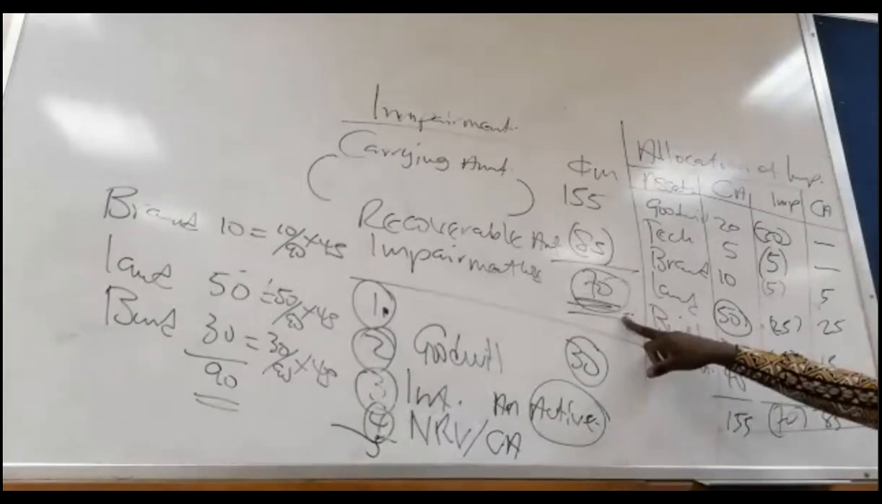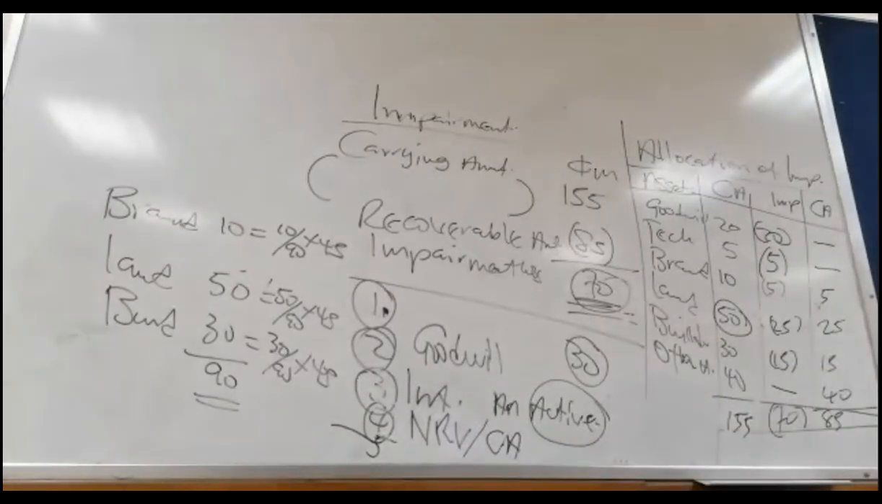So first, add it to the operating cost. This impairment, add it to the operating cost. So the entire impairment of 70 million will be added to the operating cost for that particular year. Good. So that's the first treatment.